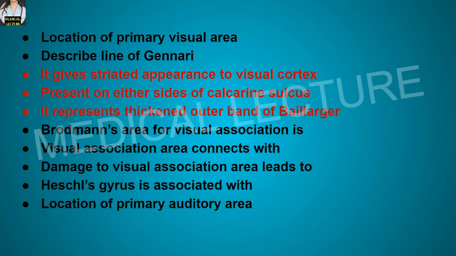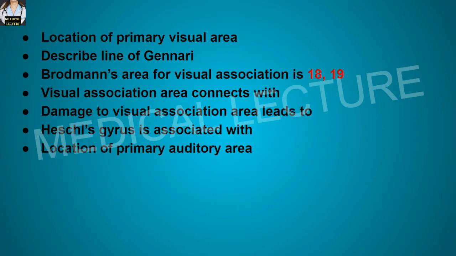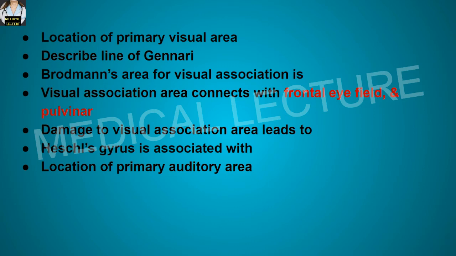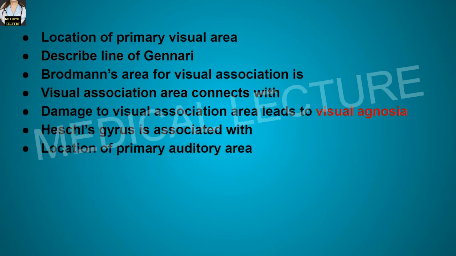Brodmann's area for visual association is area 18 and 19. Visual association area connects with what? Frontal eye field and the pulvinar. Damage to visual association area leads to what? Visual agnosia.